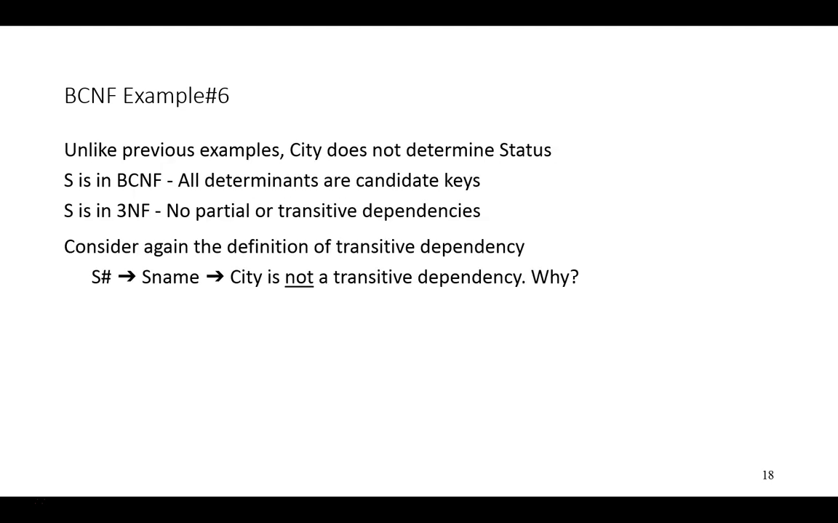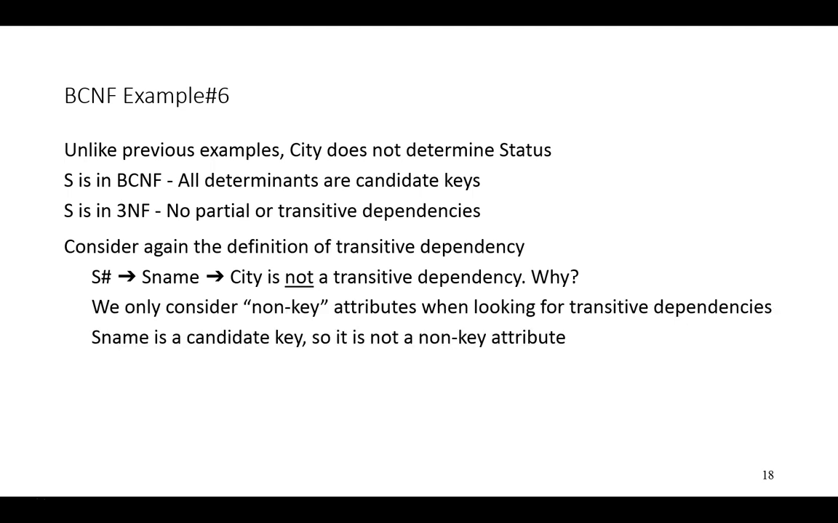One of the changes between this relation and the same attributes appearing in other relations in our examples was that city does not determine status. Consider again the definition of transitive dependency. S number determines S name, which determines city, is not a transitive dependency. We pose to you the question of why not? Remember that we only consider non-key attributes when looking for transitive dependency. S name is a candidate key, so it is not a non-key attribute.